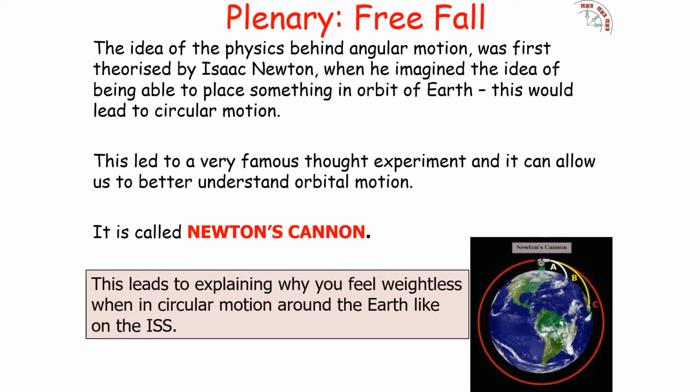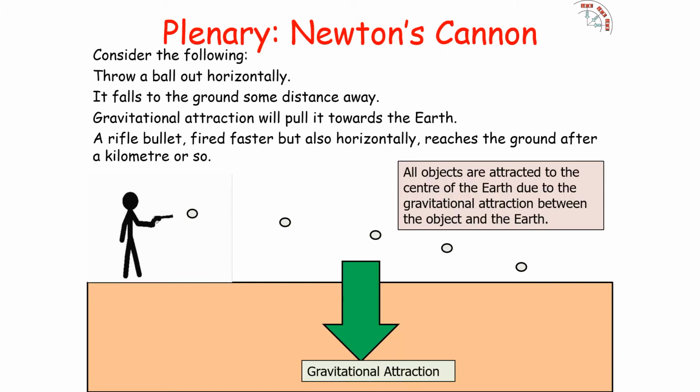The theory behind angular motion was first derived by Sir Isaac Newton when he imagined being able to place something in orbit of Earth, as this would lead to circular motion. This led to a very famous thought experiment that allowed us to understand orbital motion, called Newton's cannon. If we throw a ball out horizontally and it falls to the ground some distance away, gravitational attraction will pull it to the Earth.